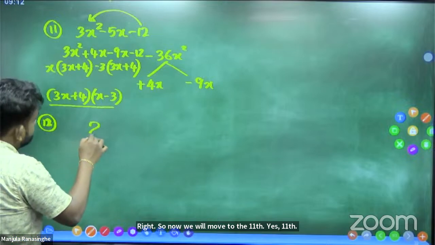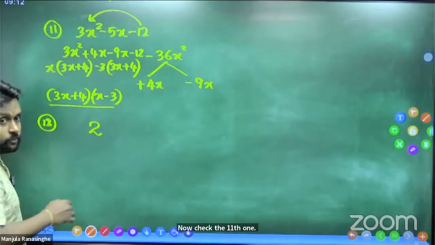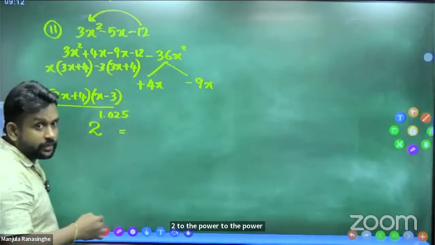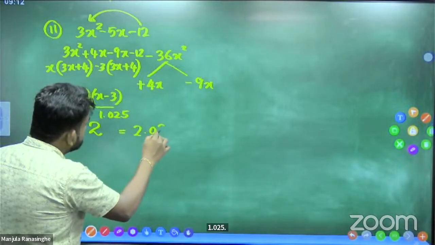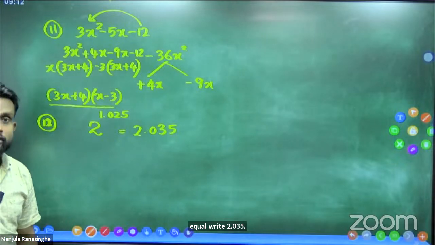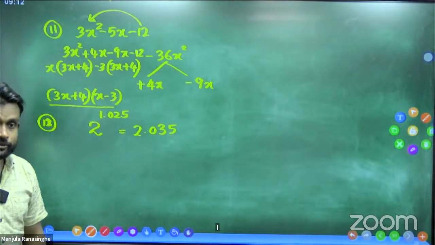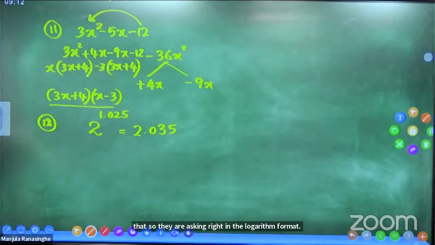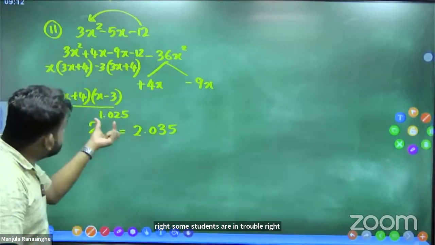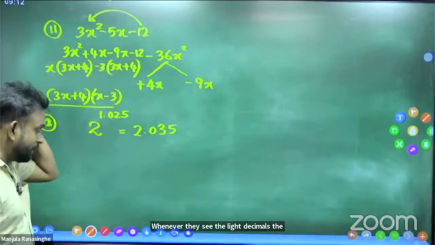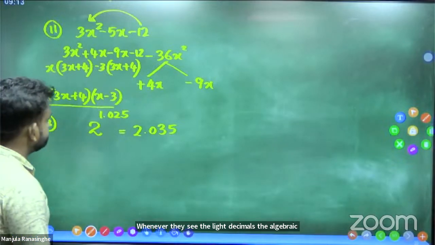2 to the power 1.025 equals 2.035. They are asking to write it in logarithm format. Some students are in trouble, right? Whenever they see decimals in the algebra, they get confused. But remember how to do that one.